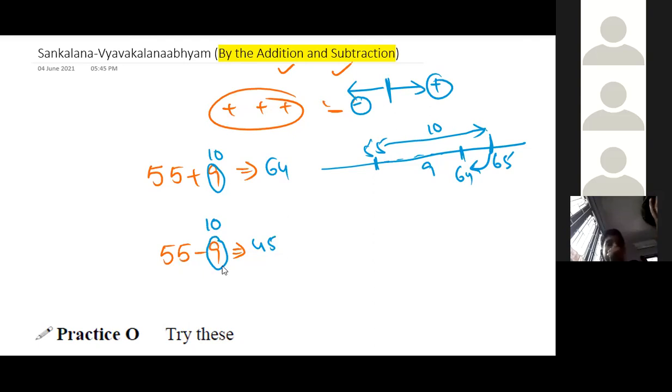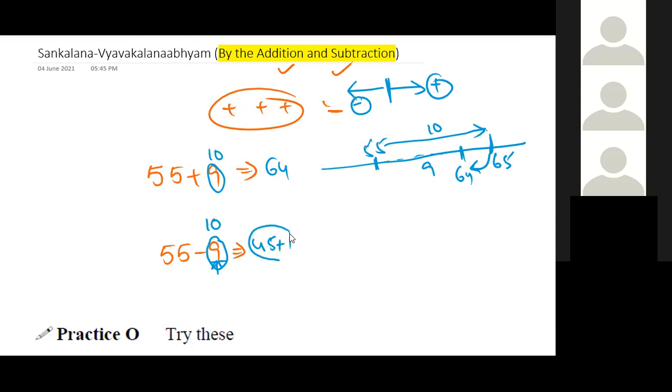Because we have subtracted one number extra, we have to give that one back. That will be 46. Understood? Yes. I'll repeat again. Sir, can you do that? I'm taking another number.